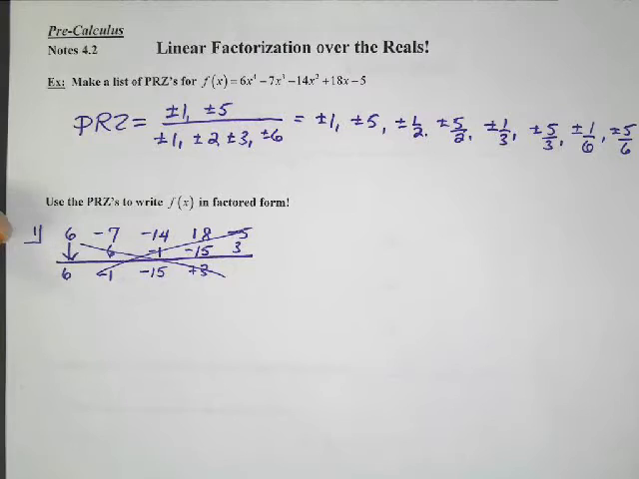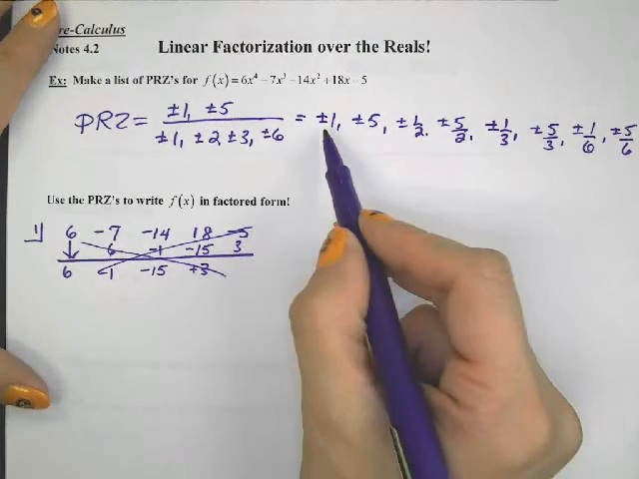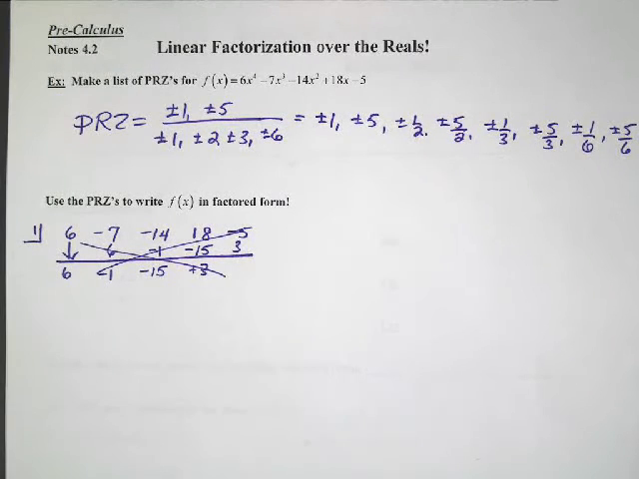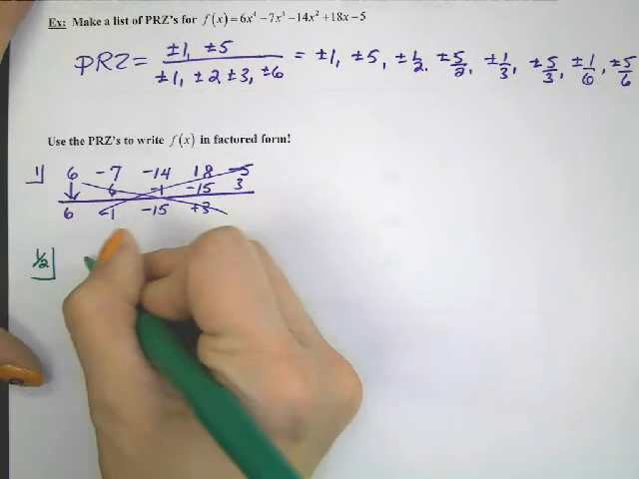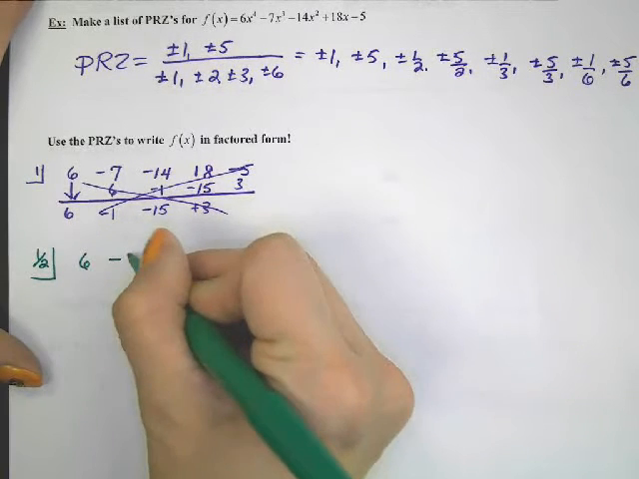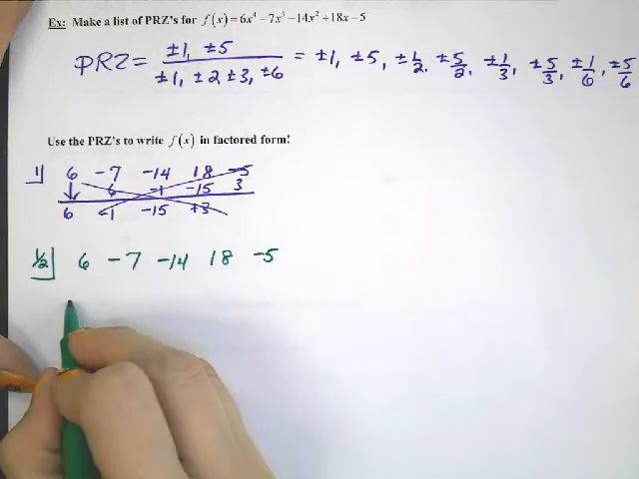Would you like to buy a hint? All right, if I had some more space or some more people, I'd say let's try negative 1. I'm going to give you a clue, though. It's a fraction PRZ that's going to work. So let's try 1 half. Okay, we're going to walk through how this works. Same leading coefficient, because I didn't find a PRZ to work.